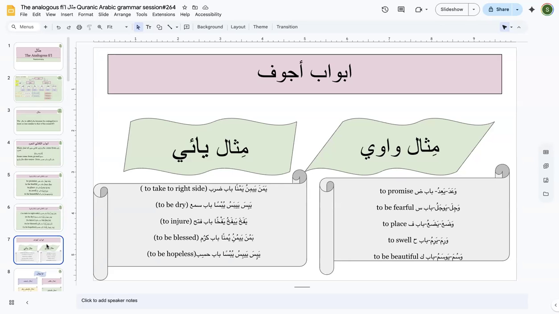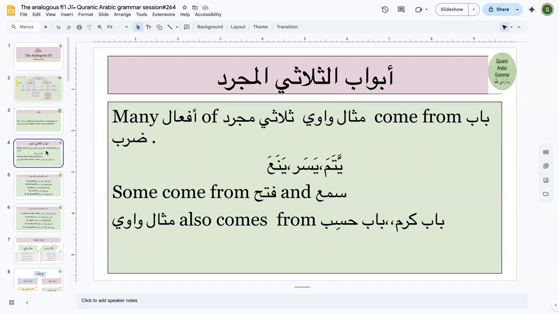But when it comes to Misal Wawi, or Misal as a whole, you will notice that this can come from the five clans. Okay, keep that in mind. Now, most of the af'al that are misal wawi are going to come from the Daraba clan. Some come from Samia and Fataha, and also from the rest, Karuma and Hasiba, as I mentioned.